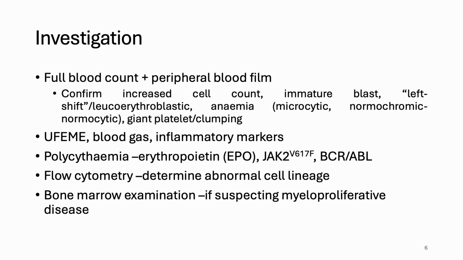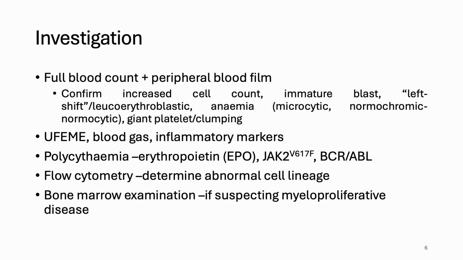The first step in investigating patients with suspected increased cell count is to perform a full blood count and a peripheral blood film. It is to confirm an increased cell count, of course, and we will look for immature blasts, a left shift in the white cell populations, or a leukoerythroblastic picture. If the patient has anemia, please note whether it is a microcytic hypochromic anemia of iron deficiency or a normochromic normocytic anemia of chronic illness. Note whether there are giant platelets or platelet clumping.